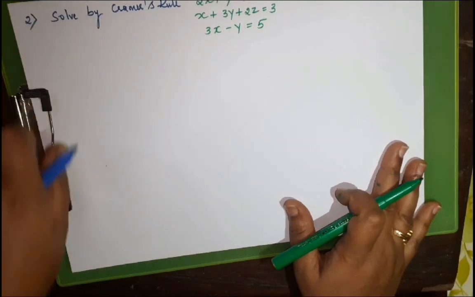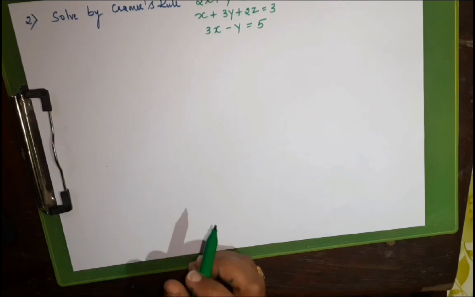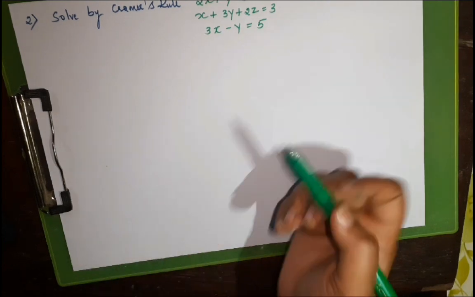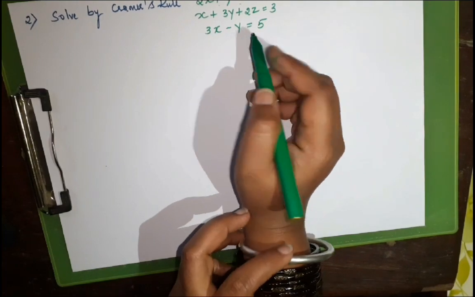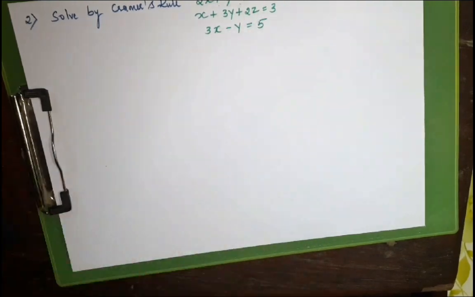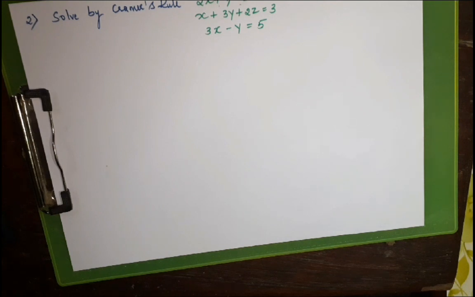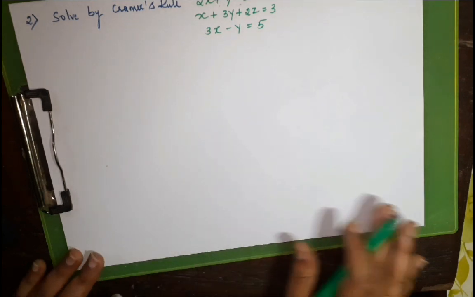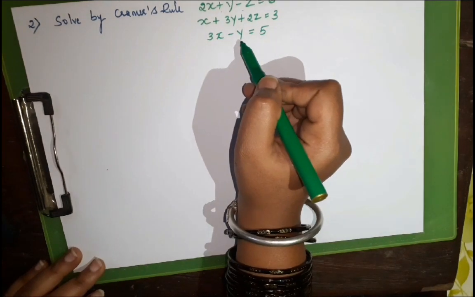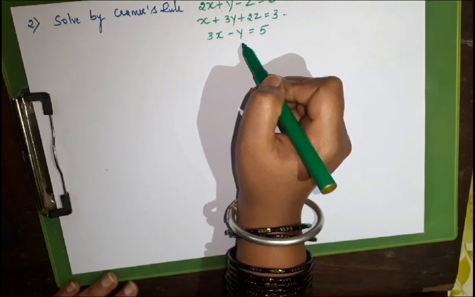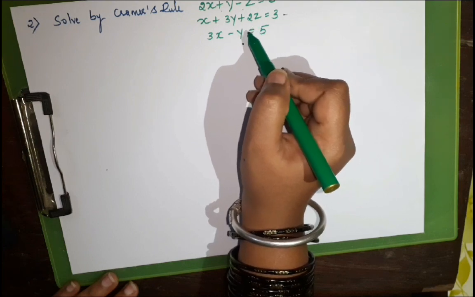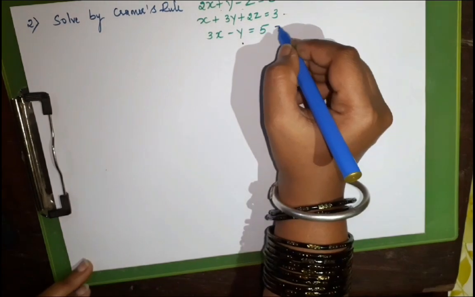Here we have three equations consisting of three variables x, y, z. I'll show you how to solve this when it is of three equations. Very simple. We have to write the delta, right? First thing, you can see the third equation. Both the first and second equations are in the standard format, but in the third equation z is missing, so we have to rewrite it.